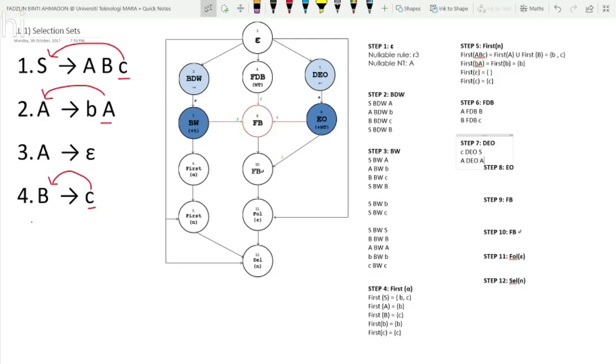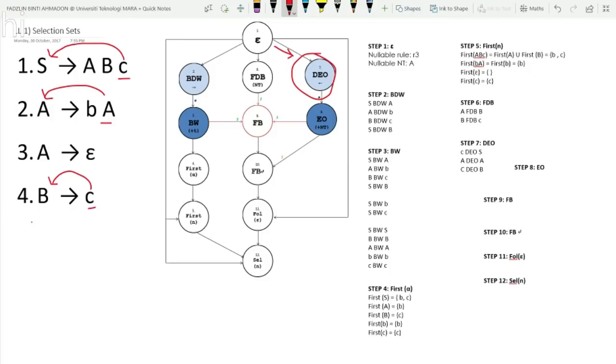ADEO A, CDEO B, but for step 7, you should also consider nullable non-terminal because we have an arrow coming in from step 1.